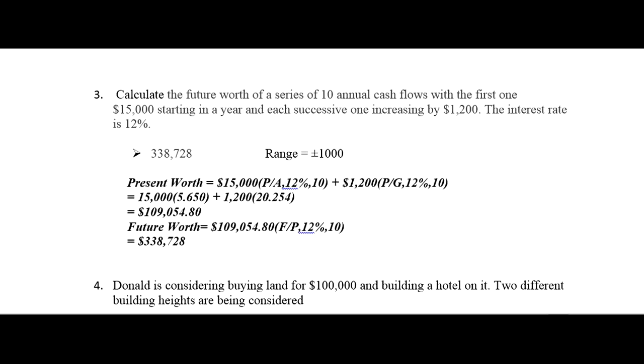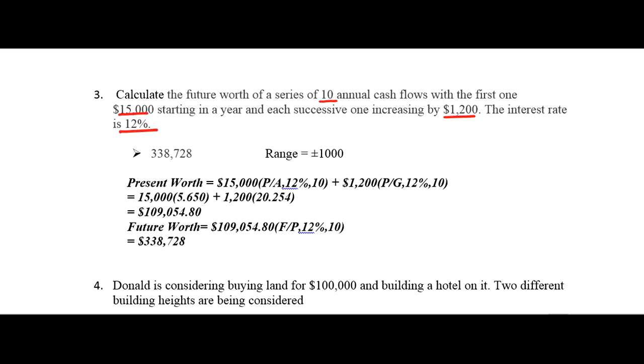Calculate the future worth of a series of 10 annual cash flows, with the first one 15,000 starting in the first year and each successive one increasing by 1200. The interest rate is 12%. We need to calculate the present worth. So you have been given the value of n as 10, the annuity as 15,000, the gradient G as 1200, and the interest rate is 12%.